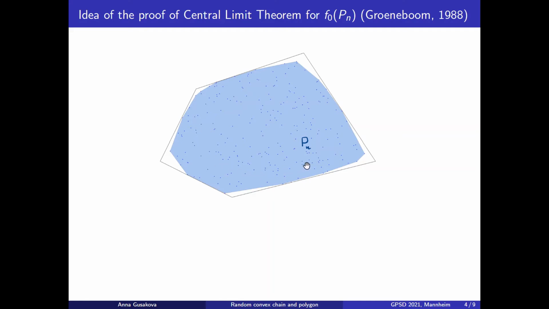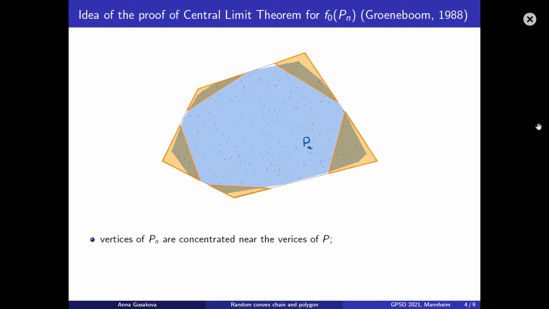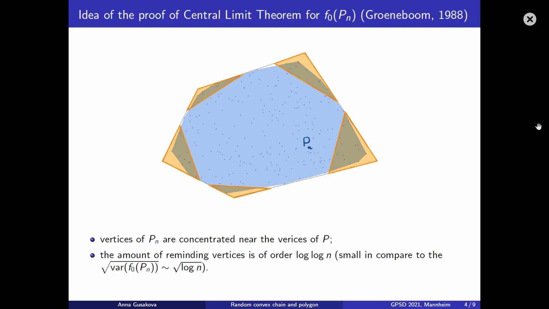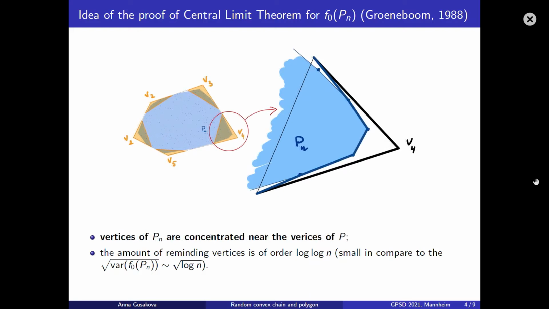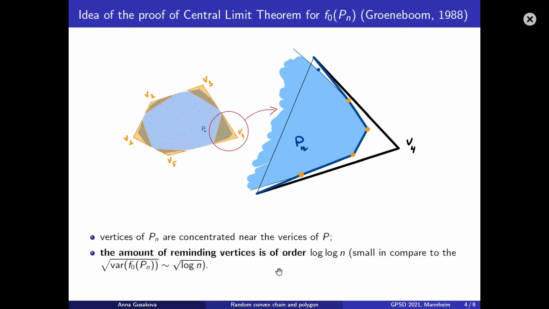Let Pn be a planar convex polygon in some polygon P, and there are two very important observations about Pn. The first one is that the vertices of Pn are concentrated near the vertices of the mother polygon P. And the second observation is that the amount of remaining vertices is of order log n, which is very small compared to the square root of the variance, so square root of log n. That's why for proving the central limit theorem we can forget about these vertices and only consider those lying near the vertices of the mother polytope P. In particular, it is enough to just consider those vertices which are lying on this convex chain. And the remaining vertices are included in this log n.